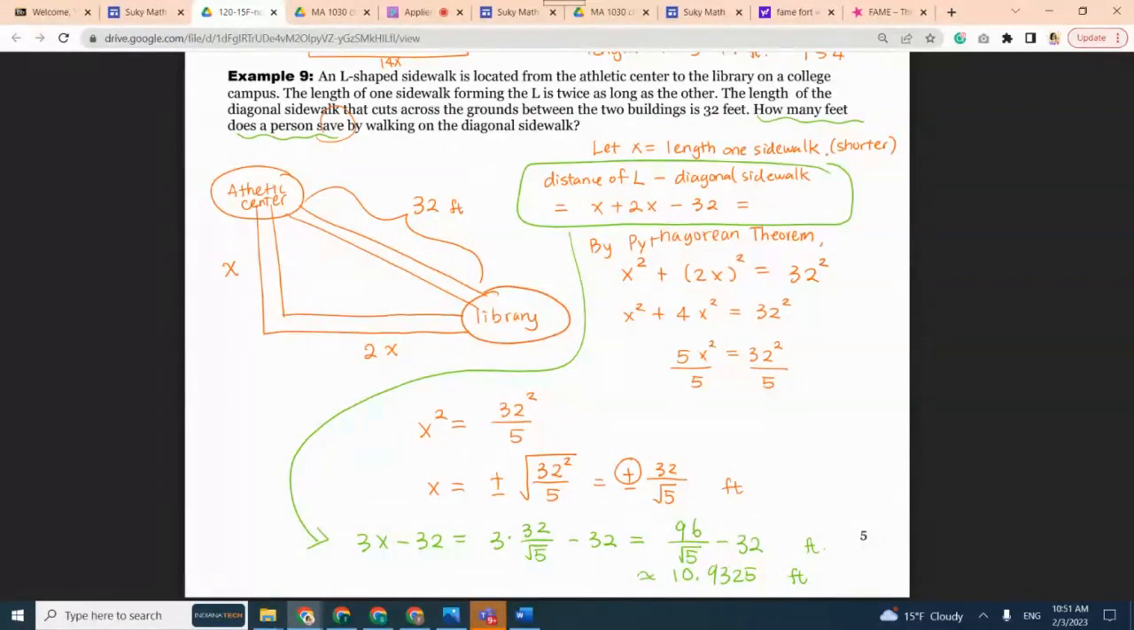And then we want to find how many feet a person saves by walking on the diagonal sidewalk. So the difference is, if we walk along the L, the distance is x plus 2x, which is 3x. If we walk the diagonal, that's 32. So what you save by walking this path is 3x minus 32. Therefore, 3 times this number minus 32 equals 10.9 feet. You save 10.9 feet. So this problem is harder. It's not only asking you for x, but asking how much you save.